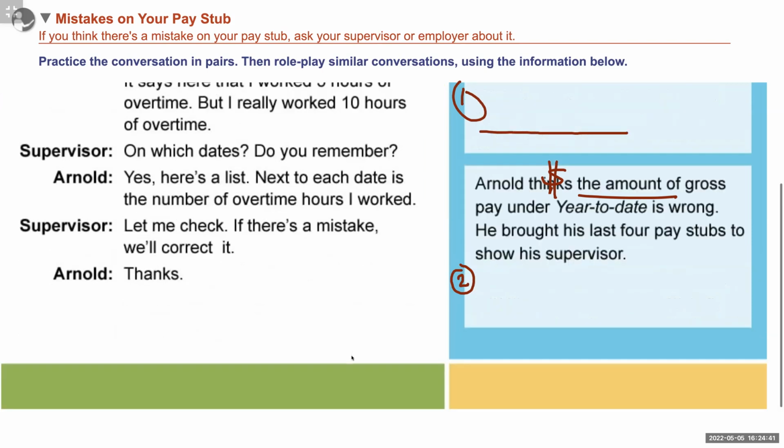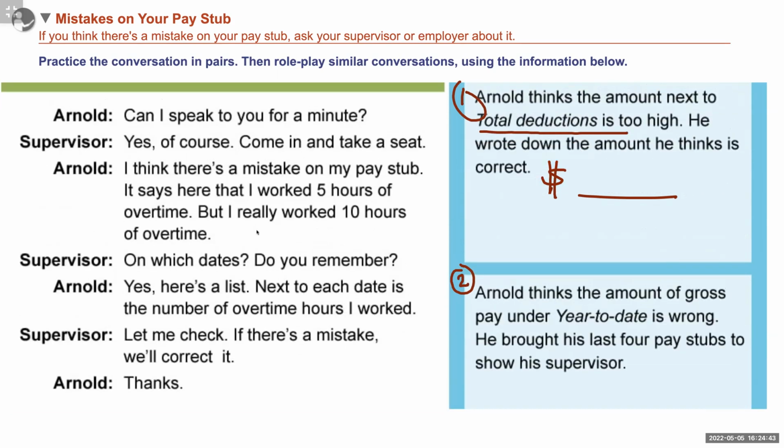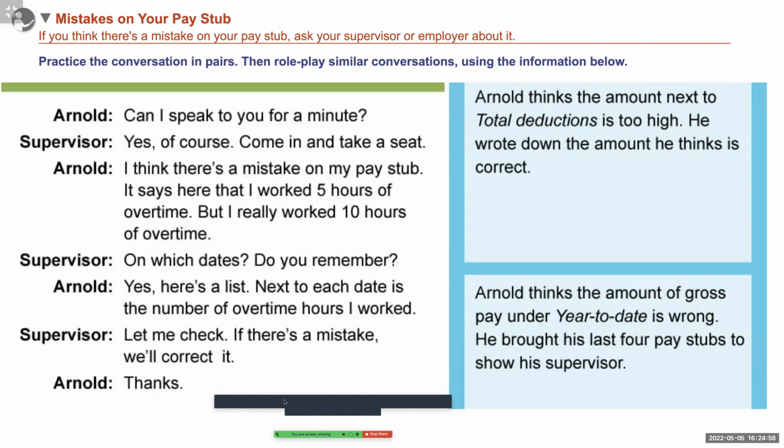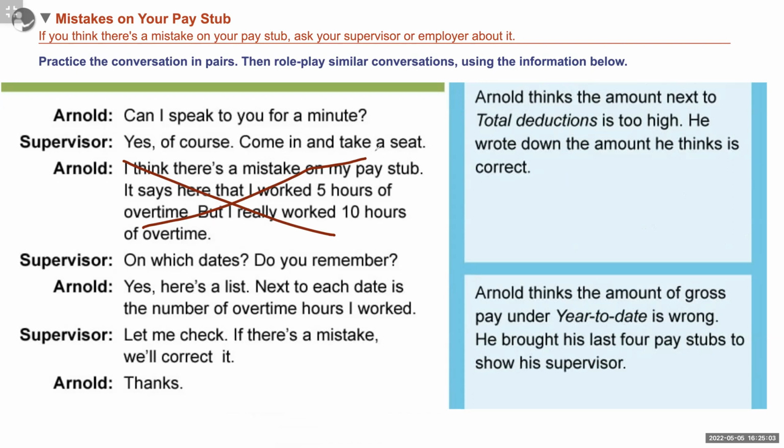Actually, it's my mistake. It says, I think there's a mistake on my pay stub. It says here that I worked 5 hours of overtime, but I really worked 10 hours of overtime. So instead of saying this, I'm sorry, that was my error. We're going to delete that, and you can practice by putting that information here. So you're practicing the conversation.